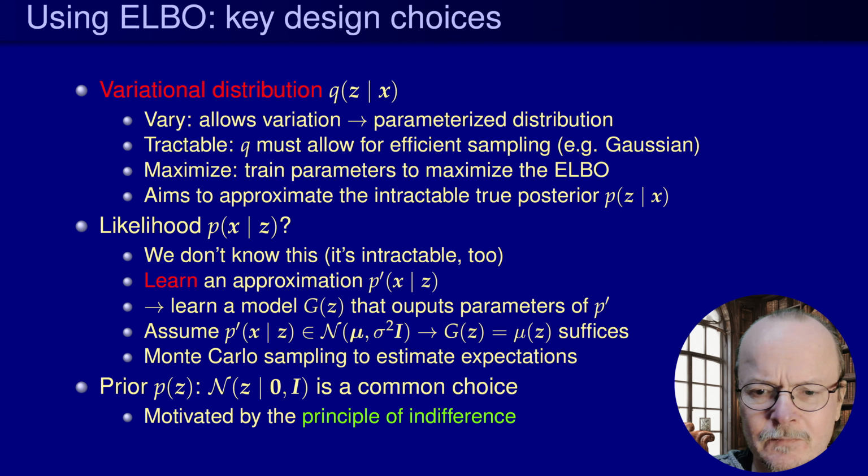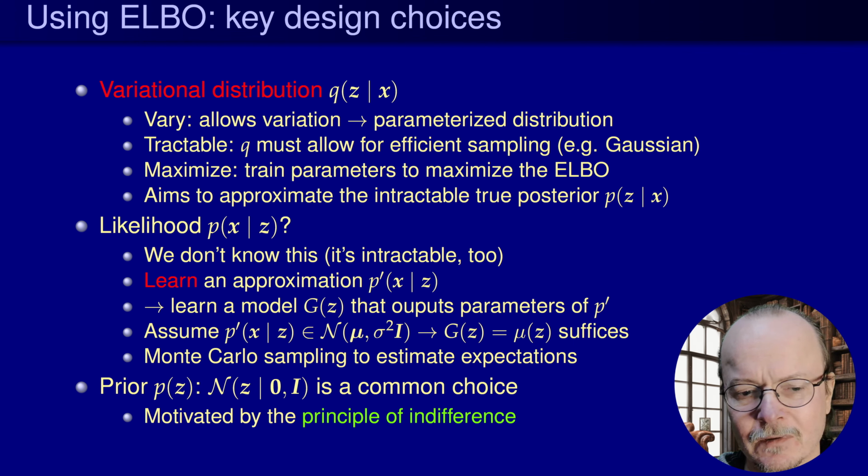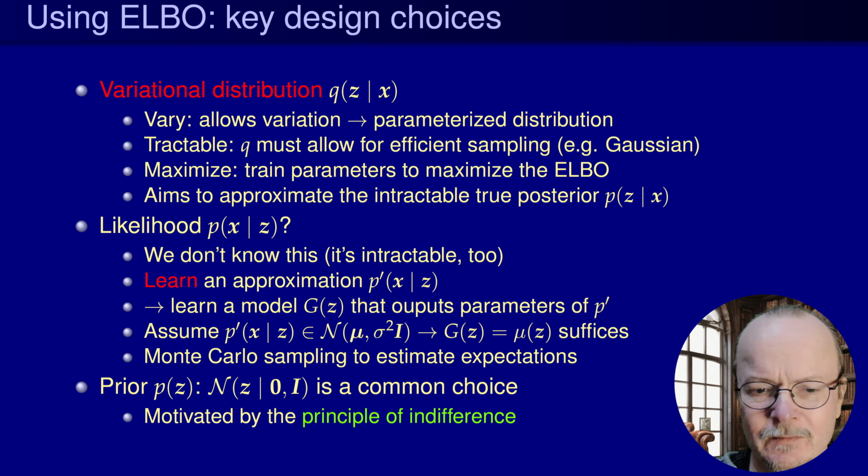What is done in practice is to find an approximation, say p prime of x given z. And to find a good approximation, parameterized models and machine learning is, again, the most promising way. Similarly to the variational distribution, we need to find the best parameter values for this approximation model, p prime. Consider a model that outputs parameters of a distribution over data for each latent variable z. Different values of z lead likely to different parameter values.